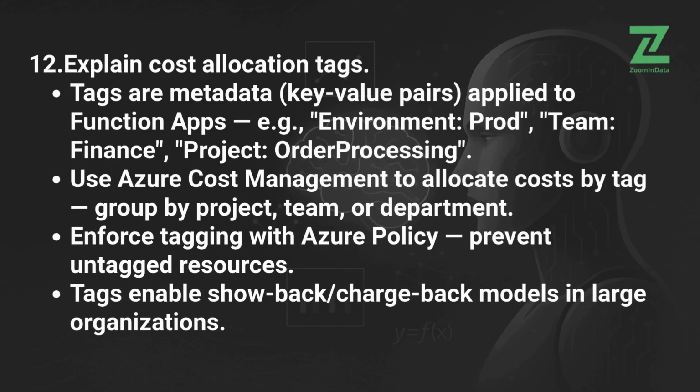Explain cost allocation tags. Tags are metadata, key-value pairs, applied to function apps. Example: environment: prod, team: finance, project: order processing. Use Azure Cost Management to allocate costs by tag, grouped by project, team, or department. Enforce tagging with Azure Policy. Prevent untagged resources. Tags enable showback and chargeback models in large organizations.